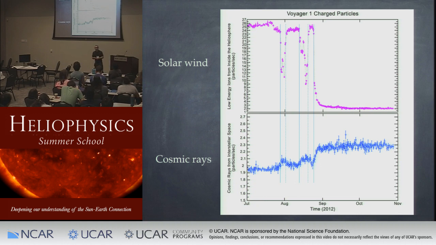I think there are 2 people in the world that still think that Voyager has not crossed the termination shock. At least one of them is at the University of Michigan. He's tall and has a white beard. And the other one is his associate, so you can guess who that is.